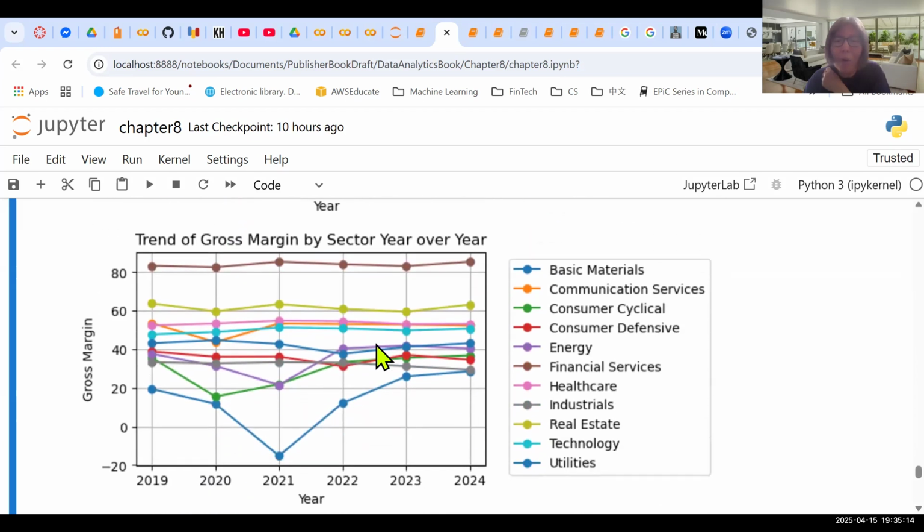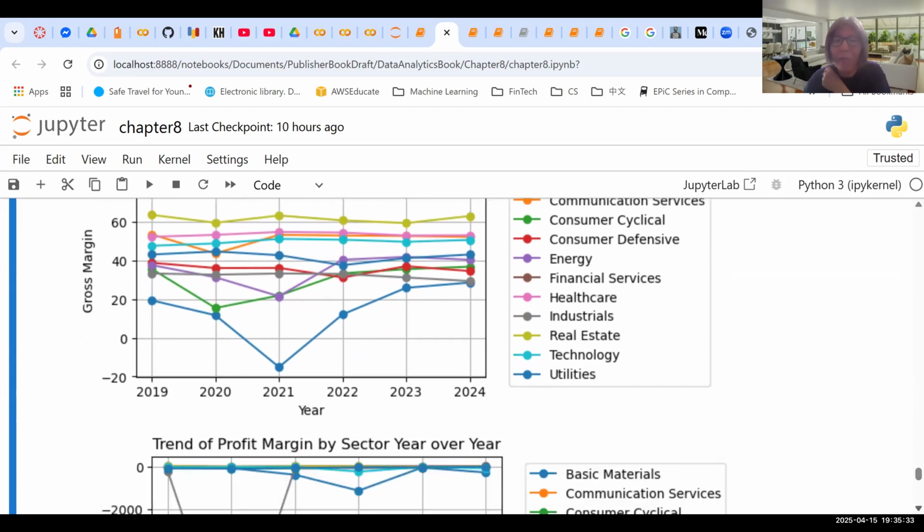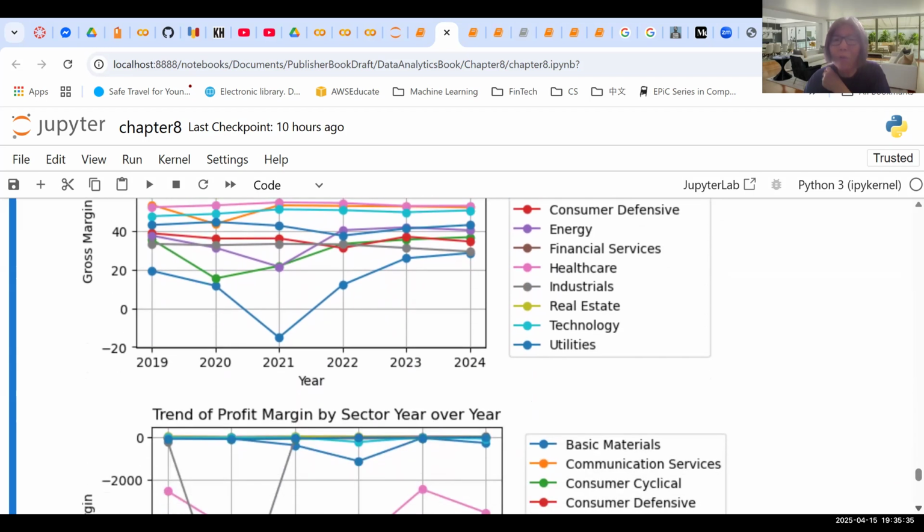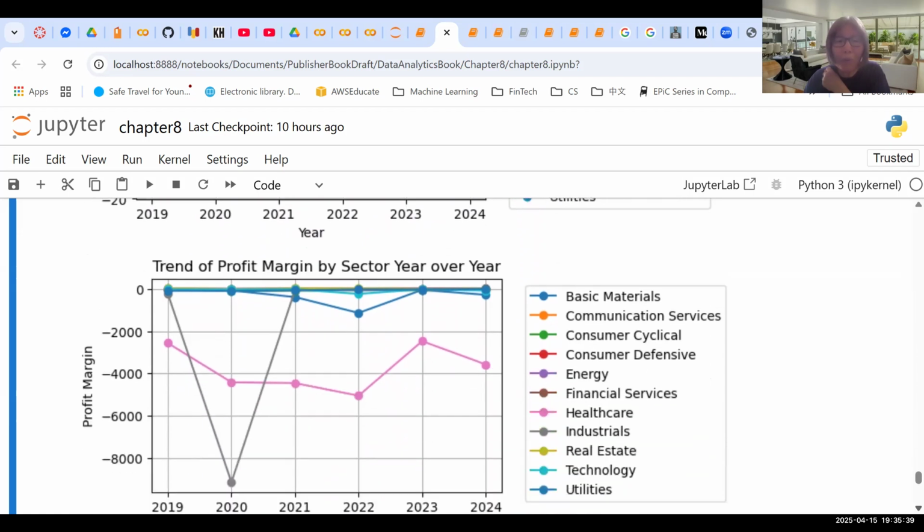And then gross margin. For the gross margin, if we take a look at 2021, this is utility. Utility also dropped a lot. So it also looks kind of abnormal.